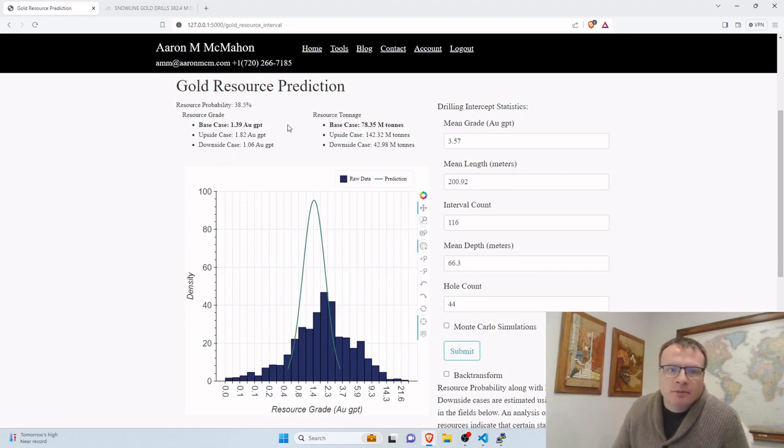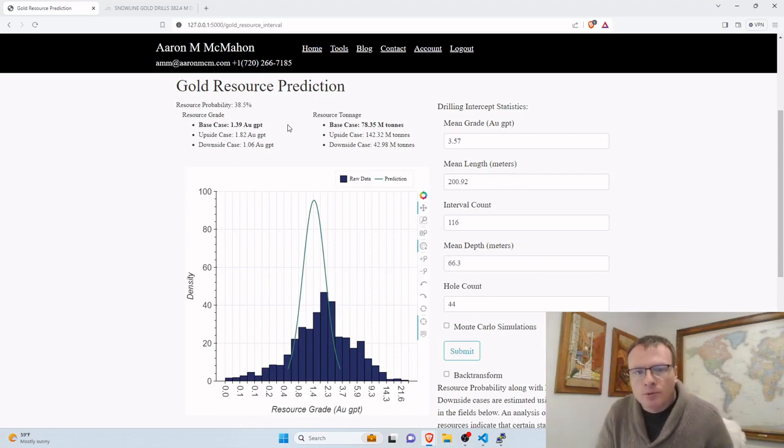The base case, just using this data we've supplied, is about 1.39, call it 1.4 grams per ton. And the base case for the tonnage is about 80 million tons. Now those are just the base case numbers.